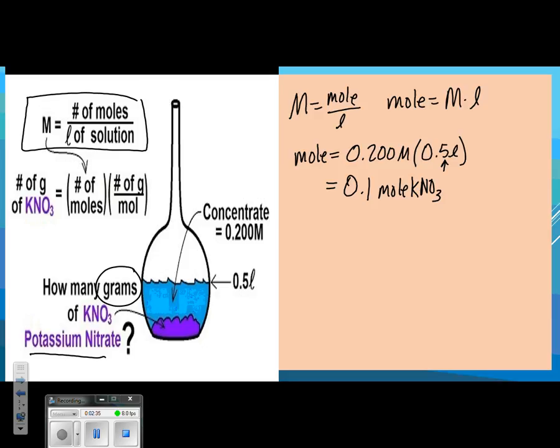So I need to find out how much potassium nitrate weighs. I look on the periodic table. Potassium is 39.098, and I've done it so many times I know it's number 19. Nitrogen is 14.007, and we have 3 oxygens, so we're going to go 3 times 15.999. I am not doing this in my head. I do not remember what it is. I need your help. Please add that up.